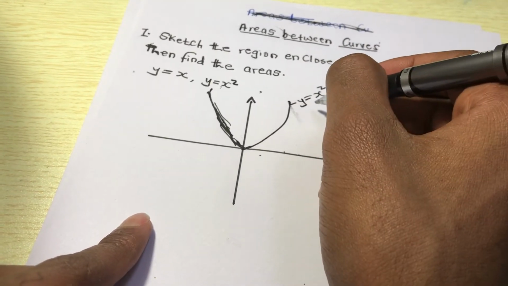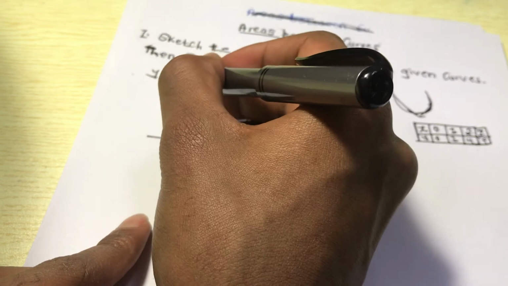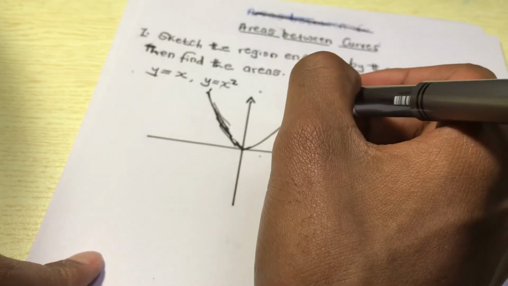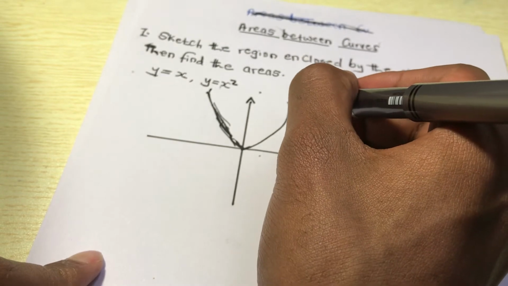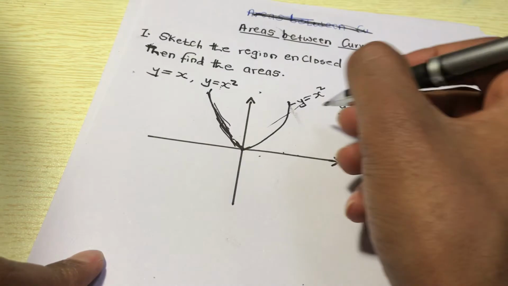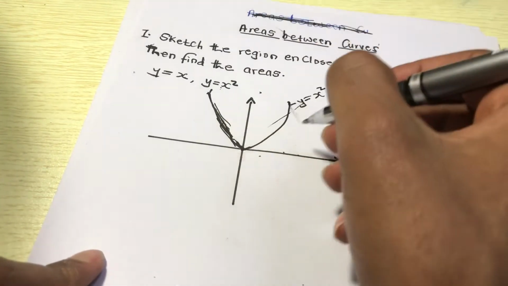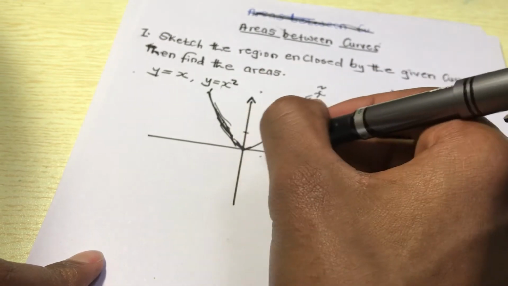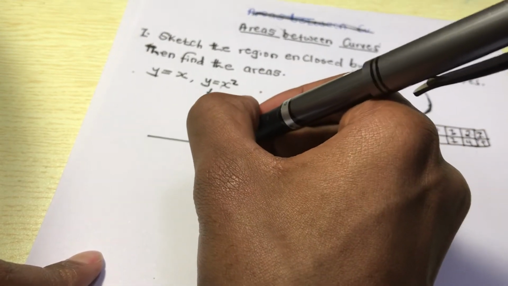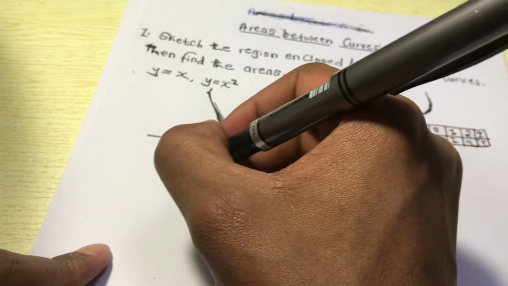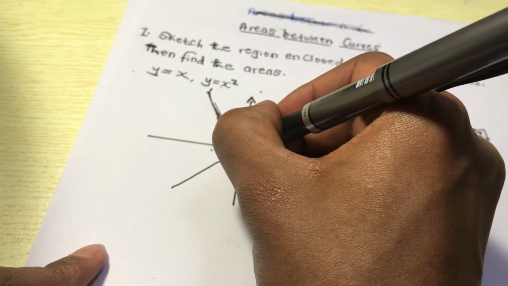Then from there, we also need to know y is equal to x. The line y is equal to x is a straight line which goes to this side. So y is equal to x, that means if x is 1, y will be 1. If x is negative 1, y will be negative 1, because they are equal. So this line will appear on this side.